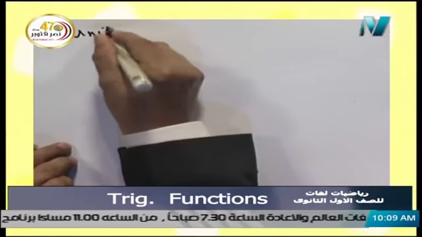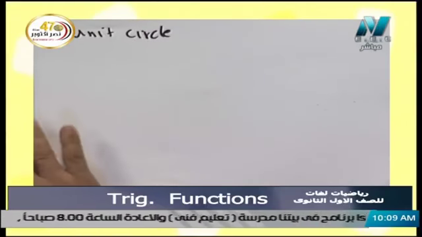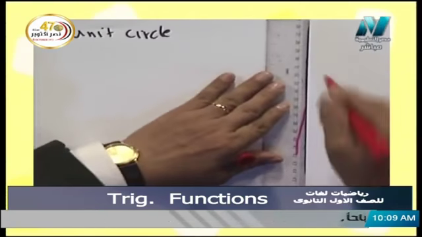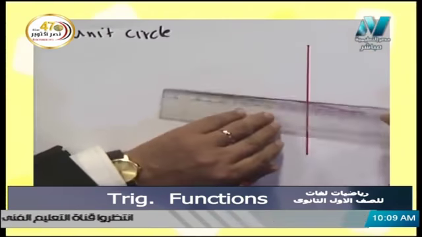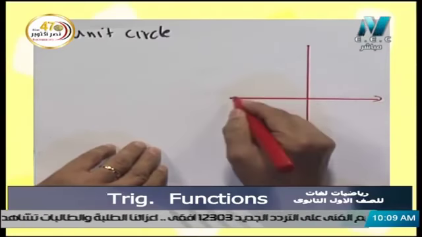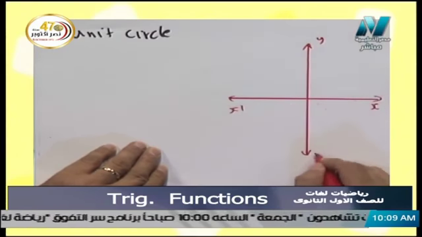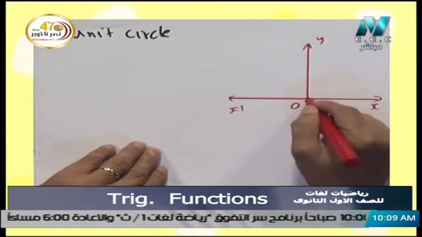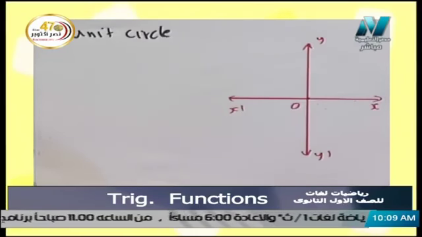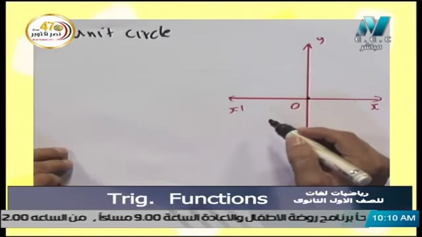Okay, let's now move to something else, which is the unit circle. What is a unit circle? If we have an x-axis and a y-axis, as we draw here, this is the y-axis, this is the x-axis, x dash, y dash, and here is O, which is the origin point. The origin point is the point (0, 0), and it is the intersection point between the x-axis and y-axis.